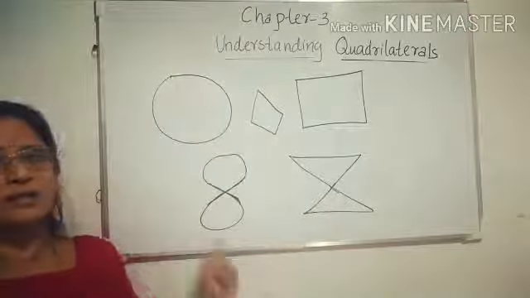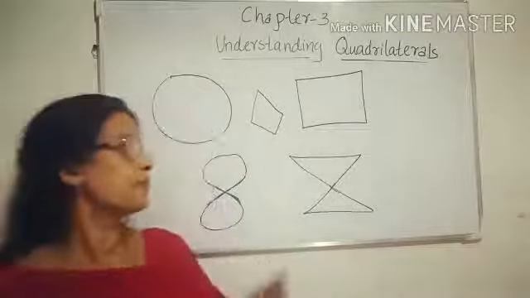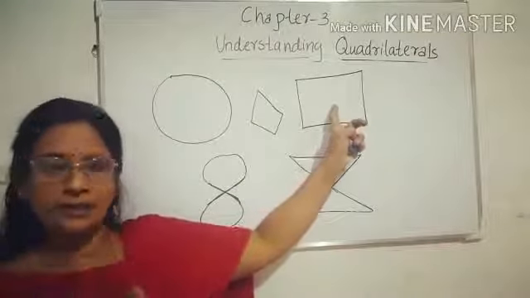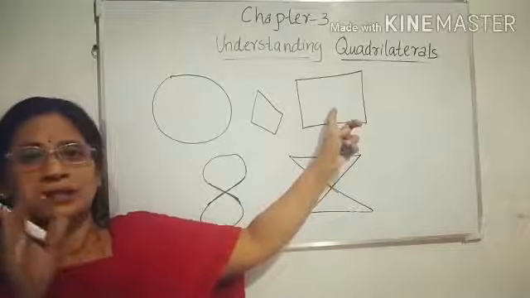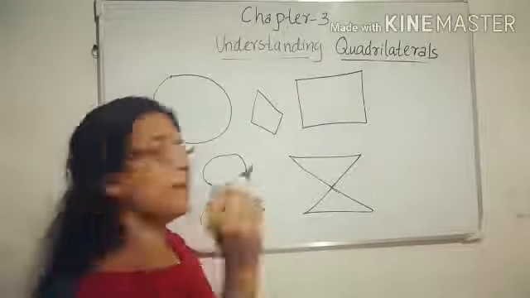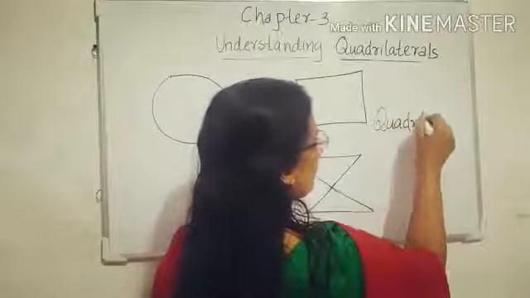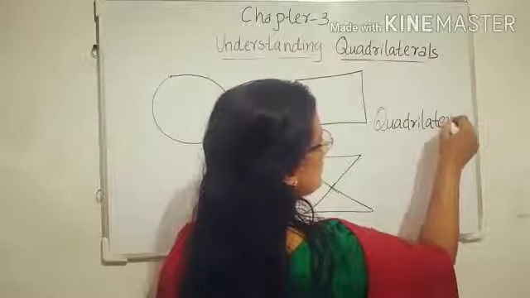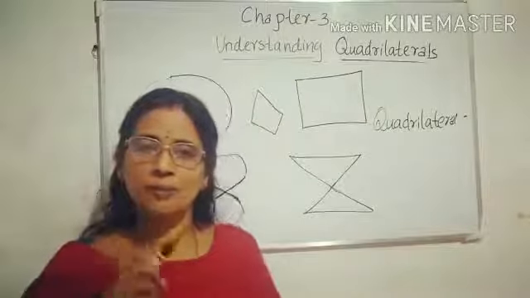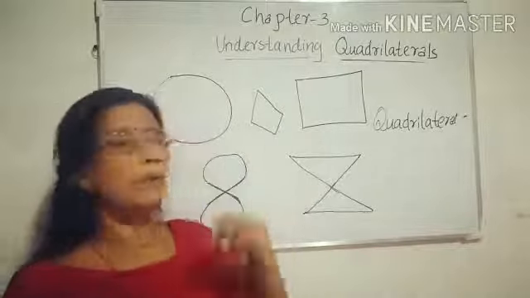Can you find out which is a polygon with four sides made up of line segments? It is a polygon made up of line segments. So it has 4 sides. It is known as a quadrilateral. So what is the definition of quadrilateral? It is a polygon with 4 sides.